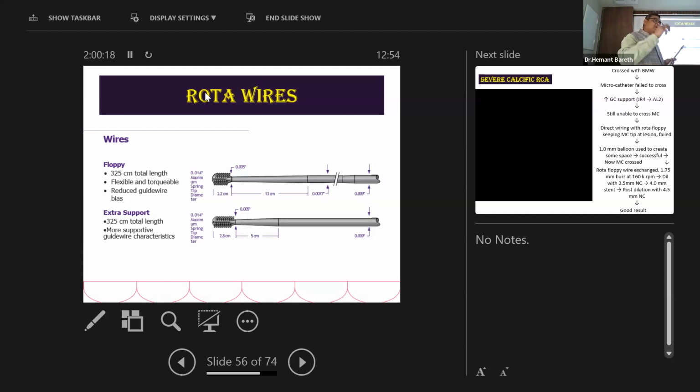So there you have to use a heavy duty wire, a coiled heavy duty wire, like let us say Grand Slam or BHW or All-Star wire, and then put a microcatheter, and over the microcatheter cross with the rota wire. But sometimes when a straight calcific lesion is there with no bends, absolutely straight, then you could even directly use a rota wire.